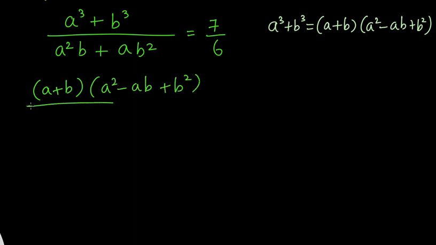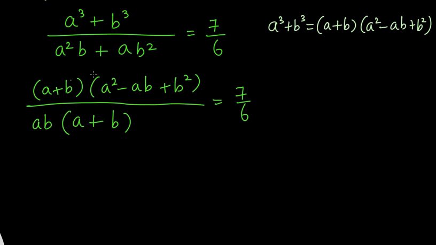And in the denominator, we can take ab as a common factor, isn't it? We can take ab as a common factor outside. From the first term, if you take ab outside, only this one a will remain from the a square. Plus in the second term, we take ab outside, so one b from b square will remain. So a plus b is remaining. And this is equal to 7/6.